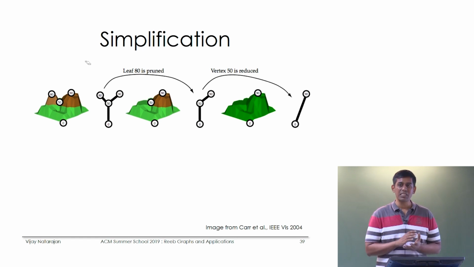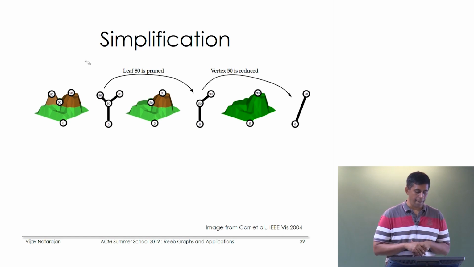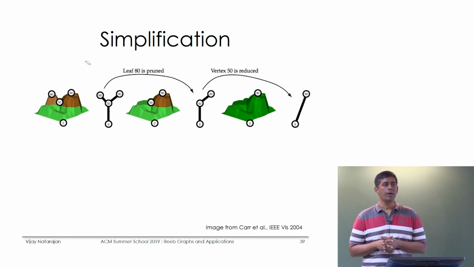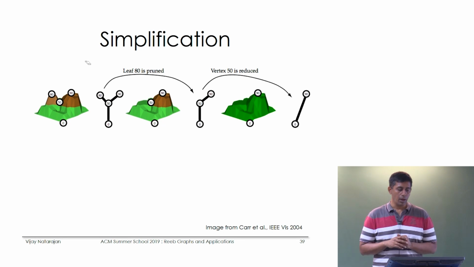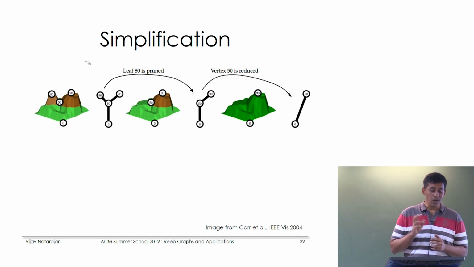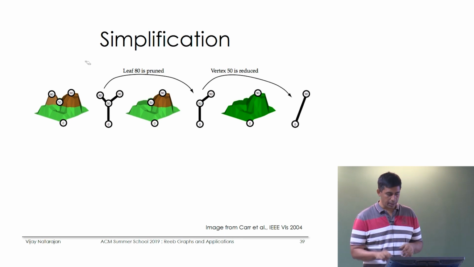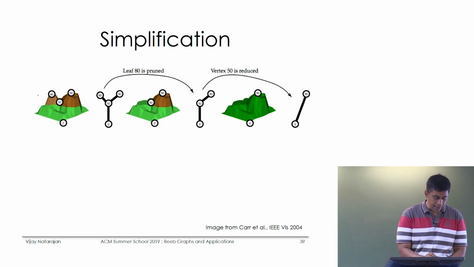Here is a simple example, things are never as simple as this, but it is good for illustration. On the left you see a terrain, and we are again using the height function. The height function has one minimum, one saddle and two maxima, kind of the inverted picture of the example we saw earlier. One of the hills is much smaller than the other. This hill is at 90 height, this is at 80, and this is at 50 height.